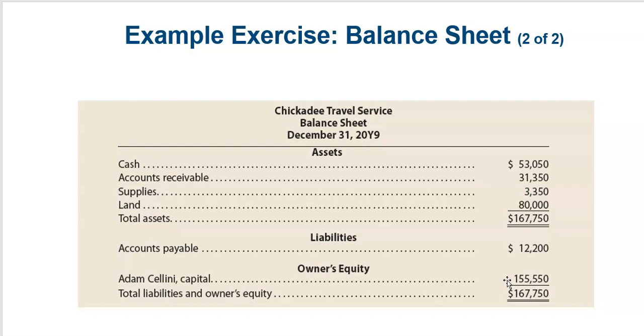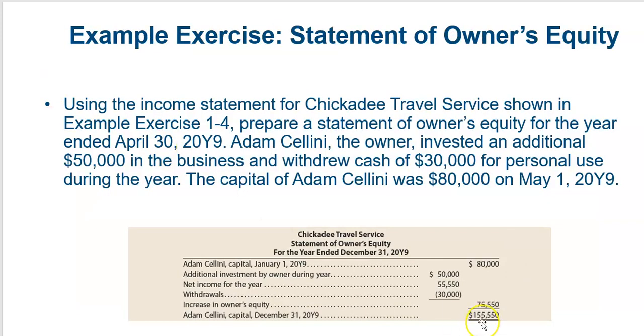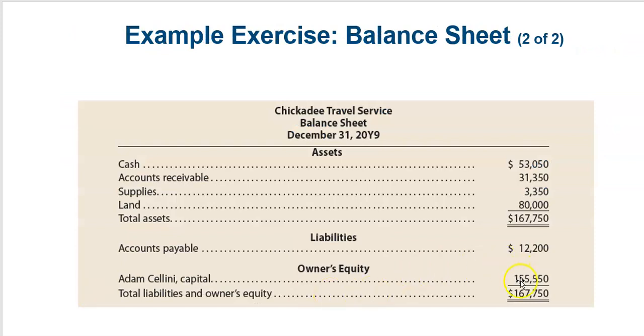So remember I said you're not going to list out all of the accounts for owner's equity. You just put its ending total balance. So I'm going to pop up to statement of owner's equity and let you see where this $155,550 came from. It comes from right there. So that number flows to your balance sheet right there, ending capital. That's why we have to do it in this order.